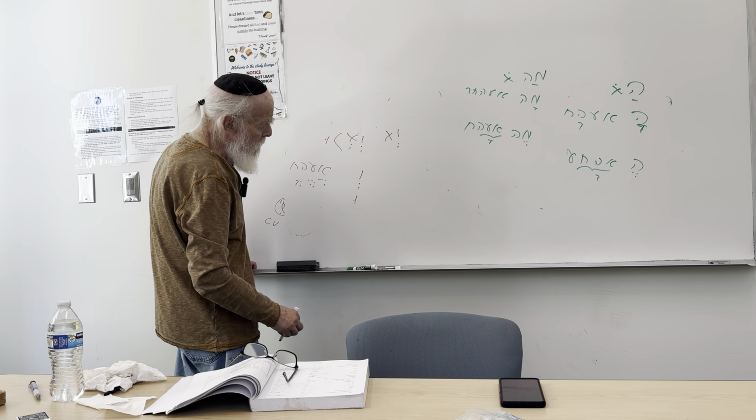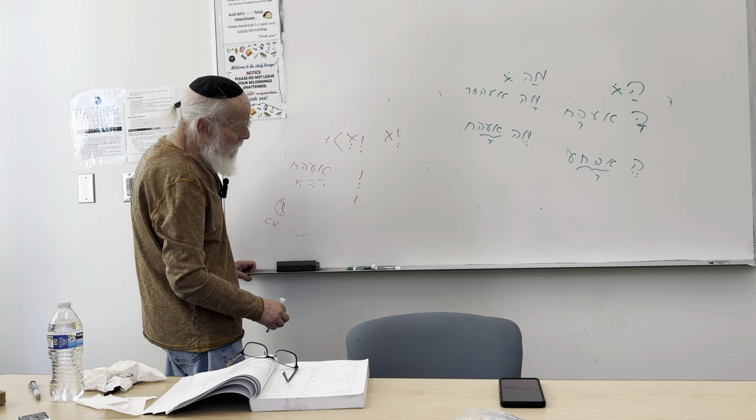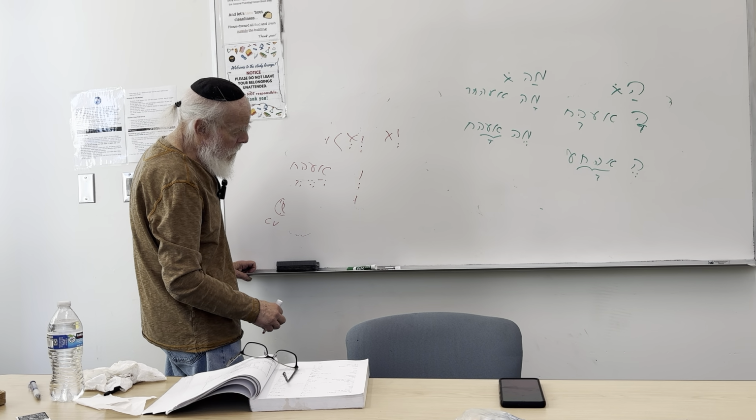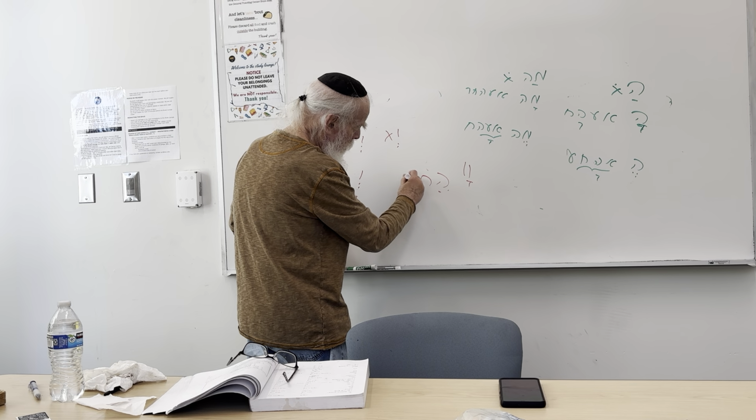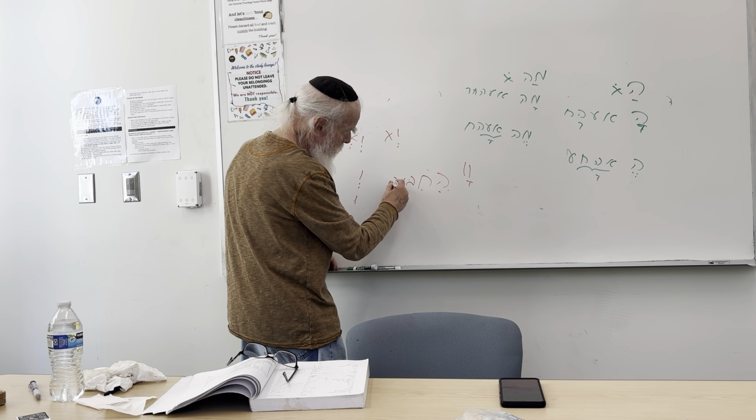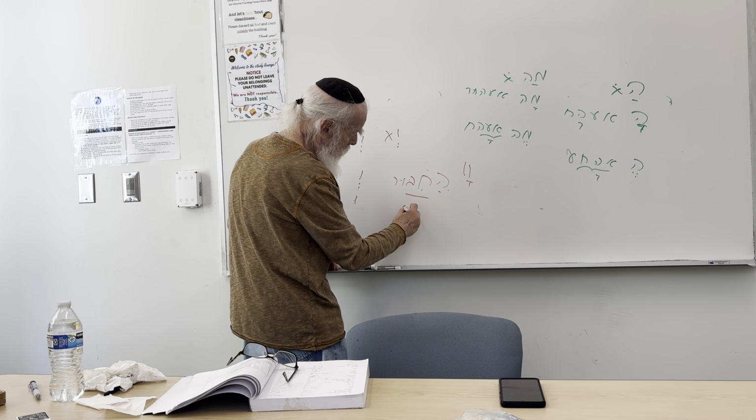So there are two Vavs in Hebrew. One is the Vav of conjunction, which is called the Vav HaChibur. The word Chibur is composition. And the other one is the Vav of Hipuch.